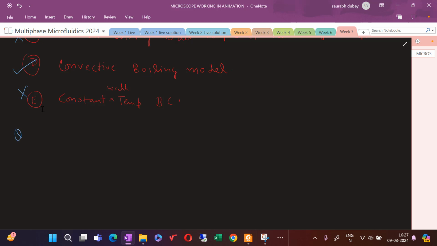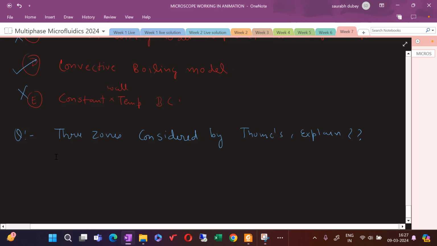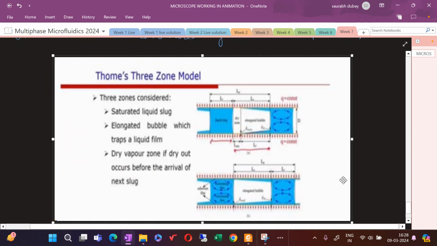So the question is: three zones considered by Thome in the convective boiling model. Explain. So we will be looking at that particular slide itself, to save time as well as have a clear understanding about the same. So let us see. Yes, it is here.